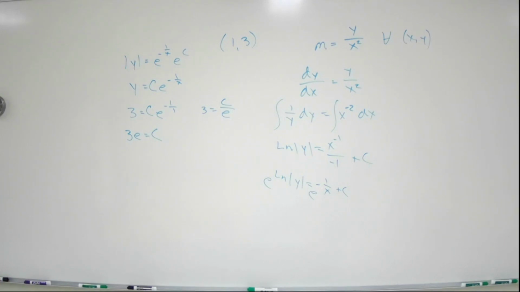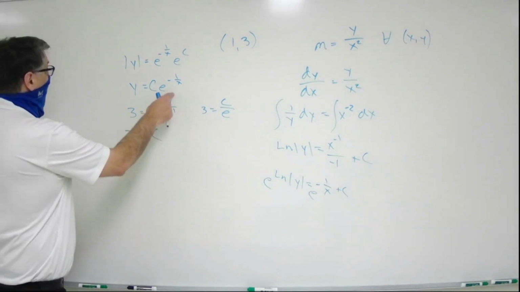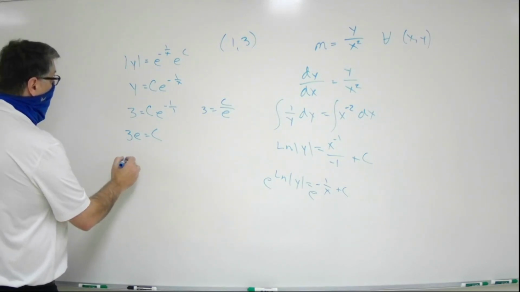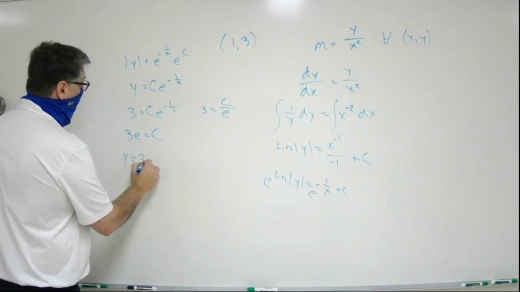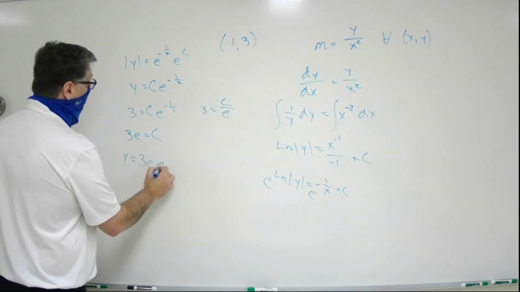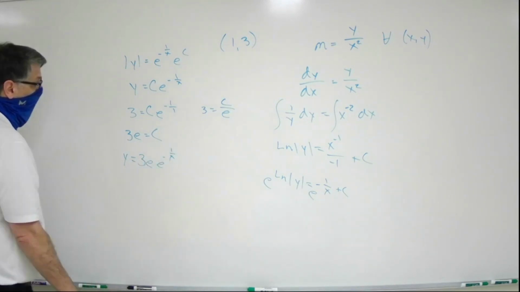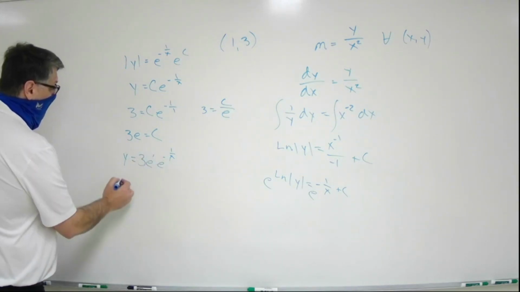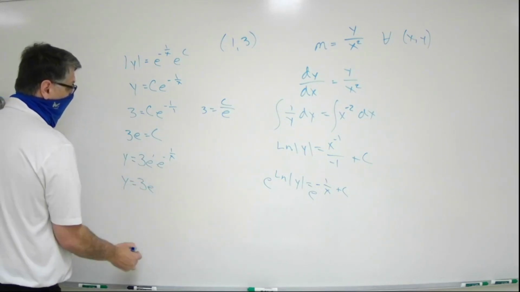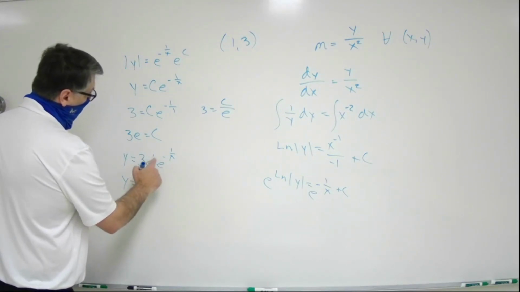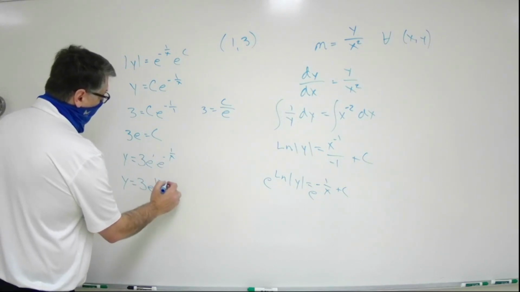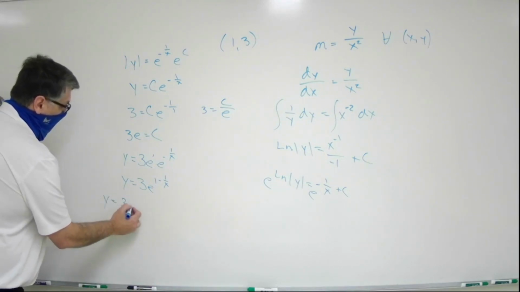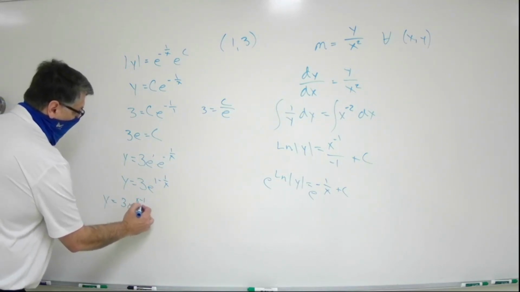Okay, now from here, we plug it back into this, and I've got y equals 3e times e to the negative 1 over x. Well, whenever we're multiplying with the same bases, we're adding the exponents. So we have y equals 3e to the 1 minus, because plus a negative, 1 over x. This is going to give me y equals 3e to the 1 minus 1 over x.